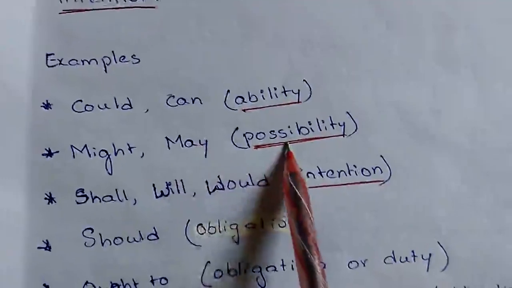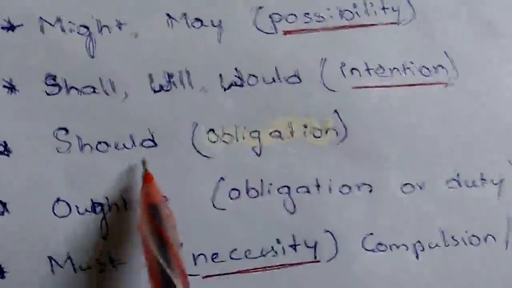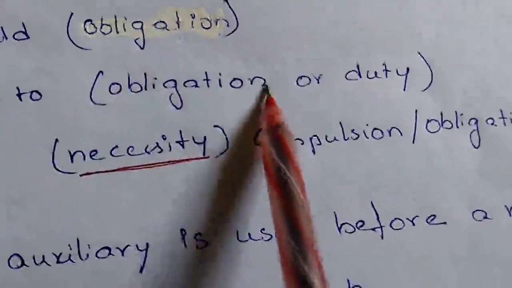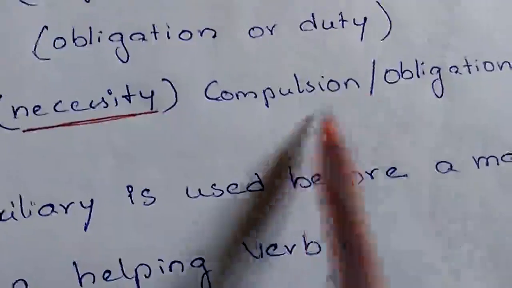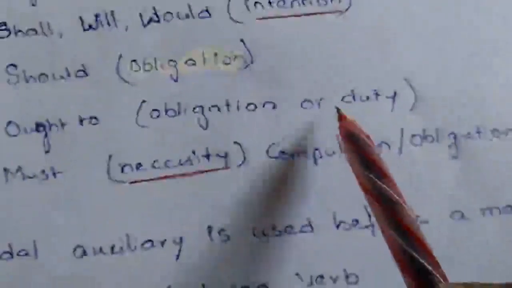Might, may are used to express possibility. Shall, will, would are used to express the intention of the speaker. Should is used to express obligation. Ought to is used to express obligation or duty. And must is used to express necessity, compulsion, or obligation. So if we use modal auxiliaries in a sentence, they express some idea, the ability of the person, or the possibility of the situation, or intention, obligation, compulsion, like that.